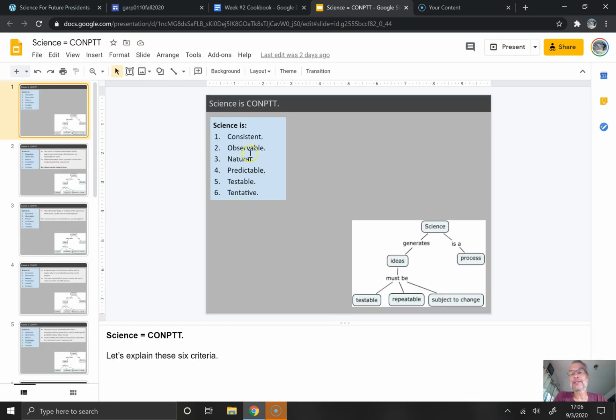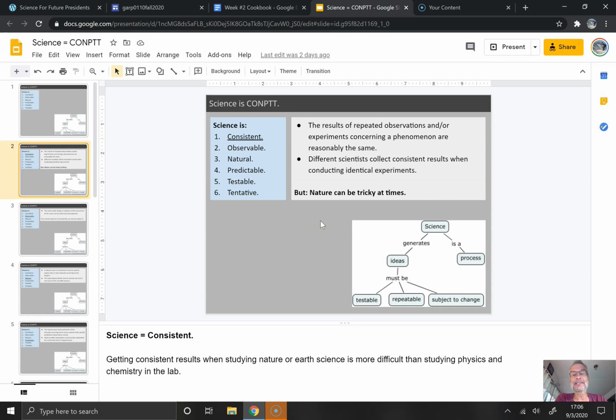Okay, science is these 6 things, 6 criteria for science. Let's step through them. Consistent, right? Science is consistent. Now, that's a little bit more difficult to achieve if you do earth science, if you do your experiments in nature, right? Nature is a little bit more chaotic, more variable than you might find in a lab setting or if you do computer modeling. But obviously your results have to be consistent and they have to be reproducible by other scientific researchers.